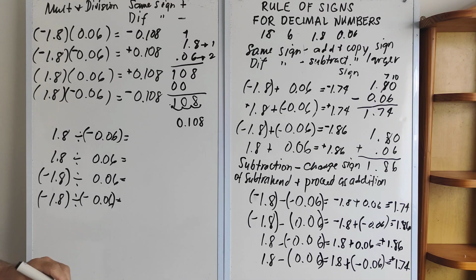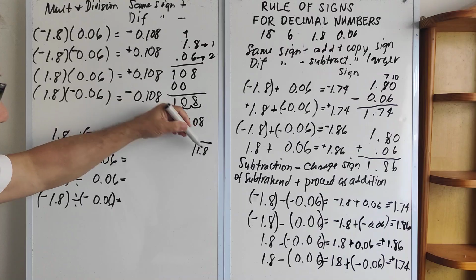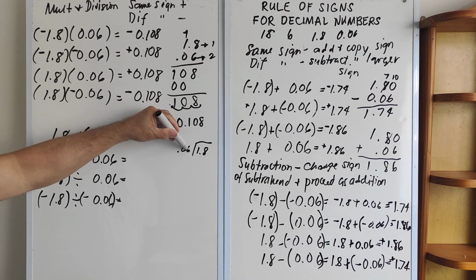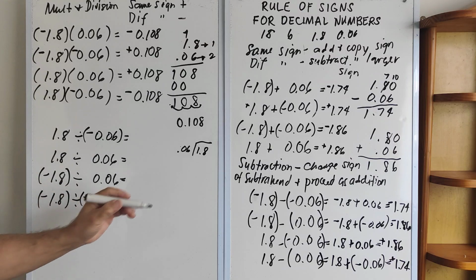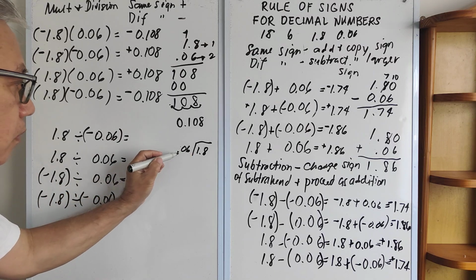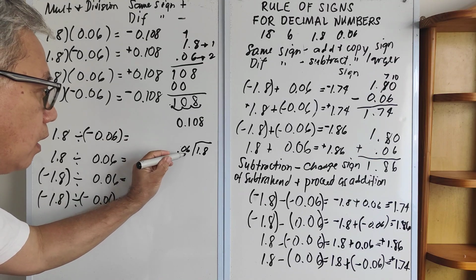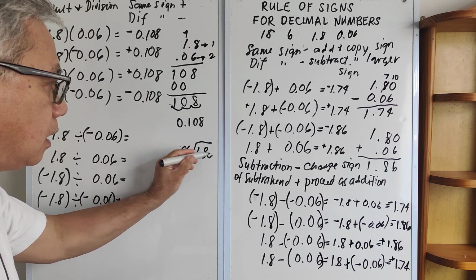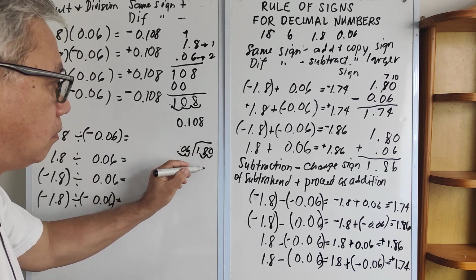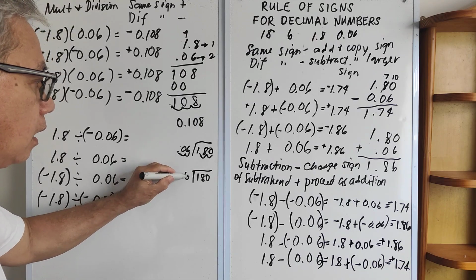Now let's divide. So 1.8 divided by 0.06. In my other videos, we make this into a whole number. We need to move this decimal to the rightmost. So 1, 2. If we move these 2 places, we have to move these 2 places. So we rewrite, it becomes 180 divided by 6.